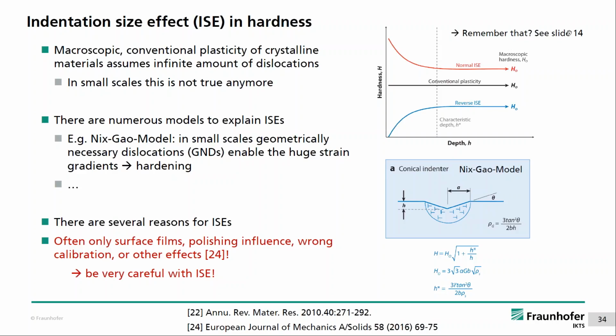I showed you in slide 14, where if you have a wrong calibration function, you can also get an increase, or other effects. I put one paper which shows another effect which can look like an indentation size effect. So if you find something like this, you really have to check very carefully your calibration and sample preparation, whether this is a real size effect or if it comes from something else. It's very common that size effects are not real size effects, but come from the measurement.